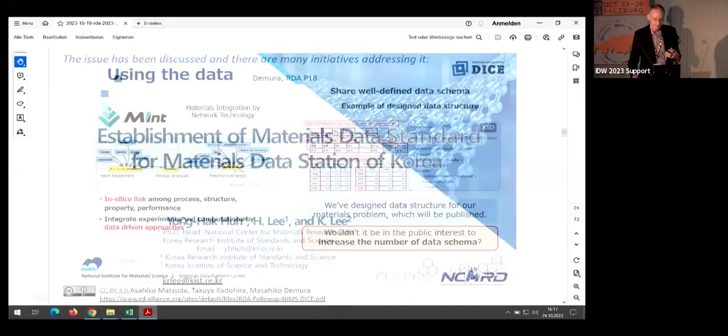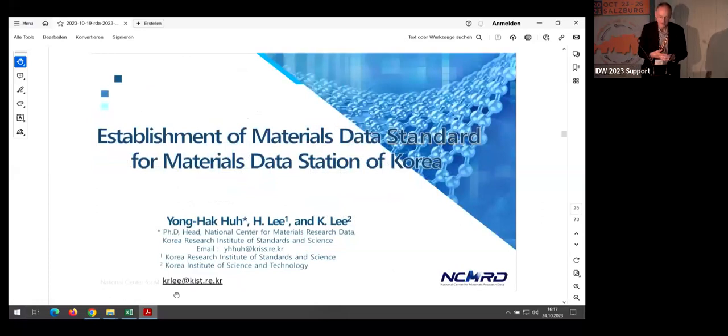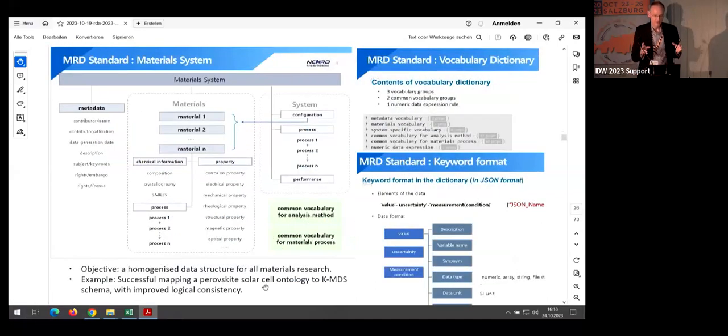In fact, if we go to developments taking place in Korea at the Materials Data Station of Korea, there's the establishment of a materials data standard. One of the authors is Kwang-Ro Lee. He's registered, maybe he may be online as well, though it would probably be quite late for them at the moment. What this is about is a materials metadata schema that can describe all sorts of complex material systems and experiments about them.